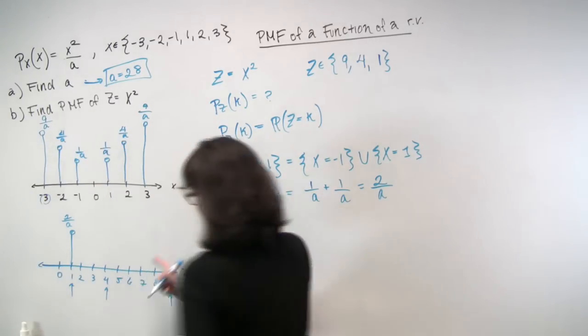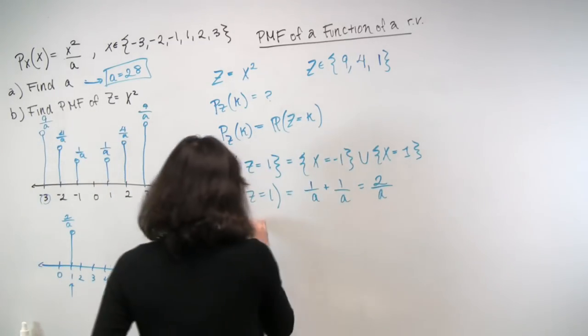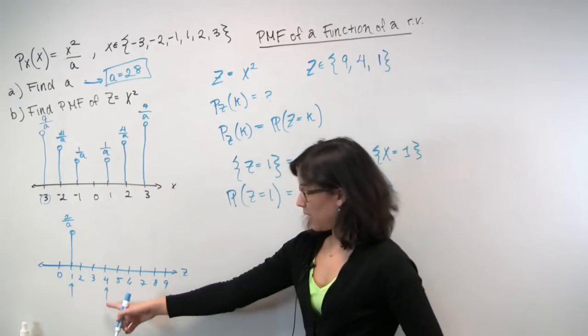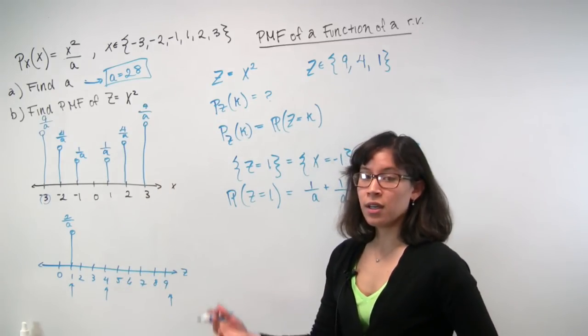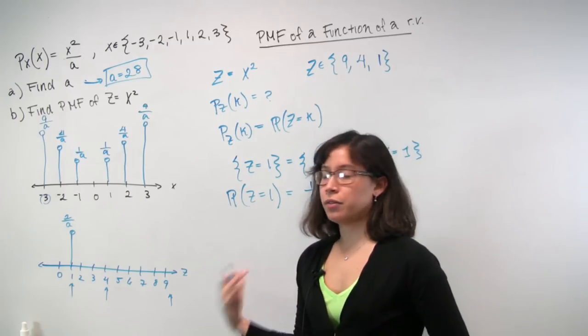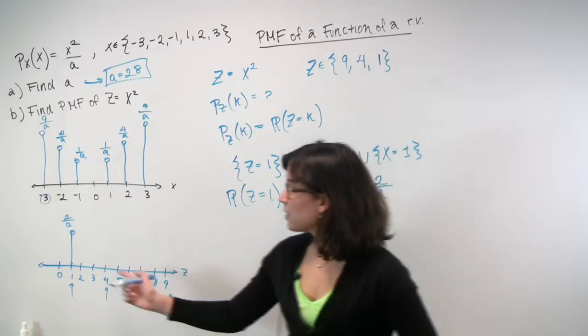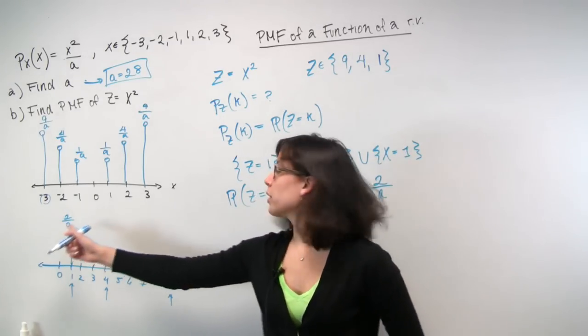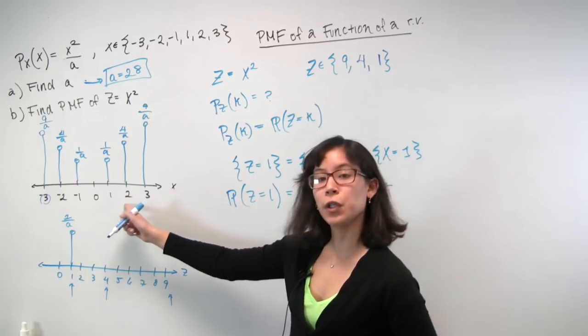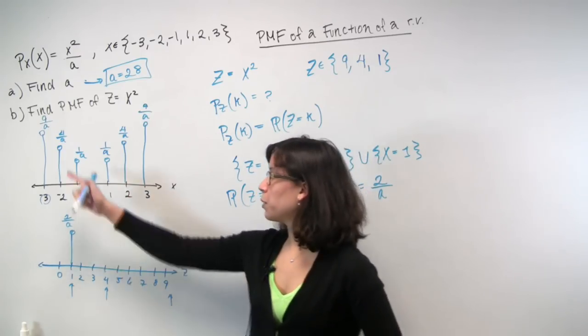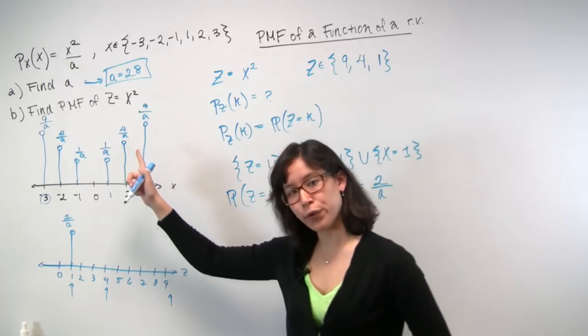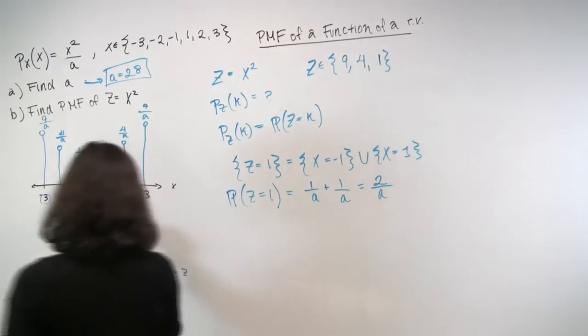So now let's take a look at the next value. What's the probability that z takes on a value of 4? Well, it's very similar logic. Z can only take on the value of 4 if x takes on a value of -2 or if x takes on a value of 2. And x takes on a value of -2 or 2 with probability 4 over a plus 4 over a, which is 8 over a.